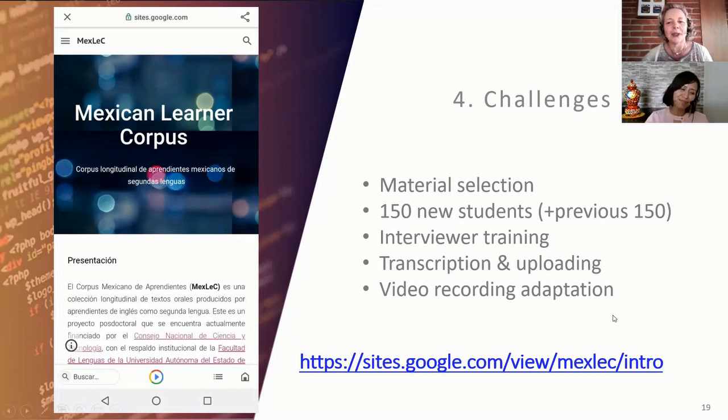And when we finally do, which we hope to do, the video recording adaptation, which will help people who are working perhaps in the study of gesture. In here at the bottom, then, this is the actual website for the MexLeC course. If you click on it on your mobile, this is the kind of screen that you'll come into, but you can also use it obviously on a PC or on a tablet.